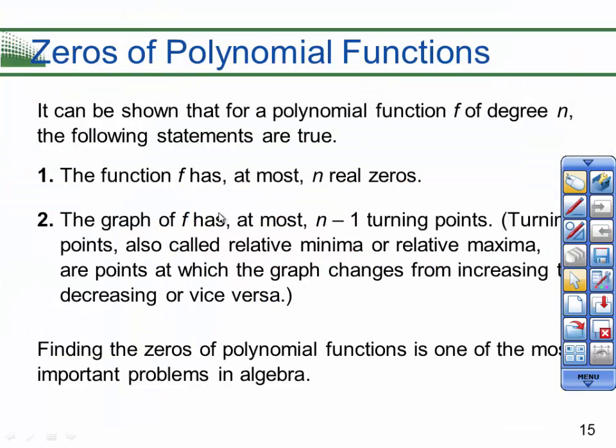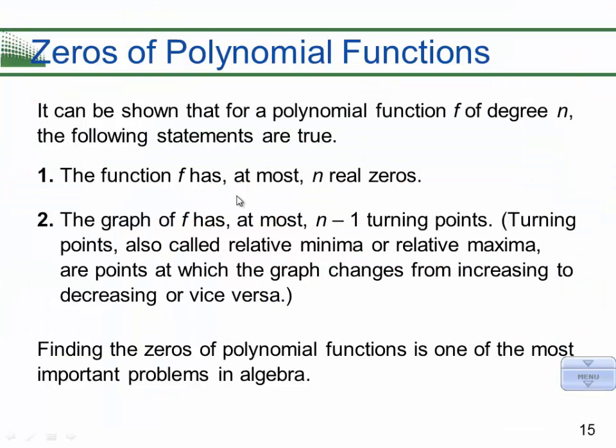Okay, so these are things then that we know. I've kind of gone over this, but a function has at most n real zeros. So if it's fifth degree, it has at most 5 real zeros. If it's fourth degree, it has at most 4. And then the turning points, if it's fifth degree, the graph has at most 4 turning points. If it's third degree, it has at most 2 turning points, and so on.